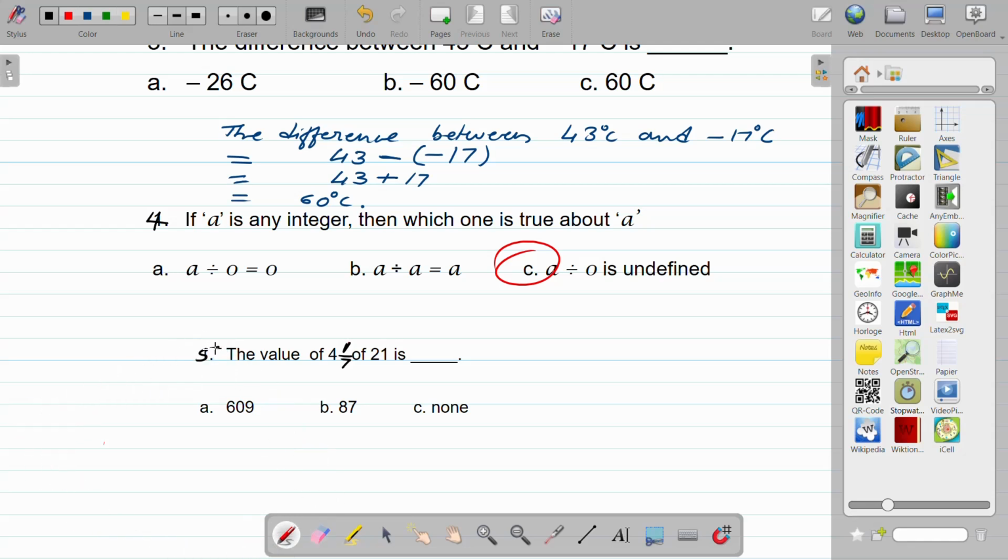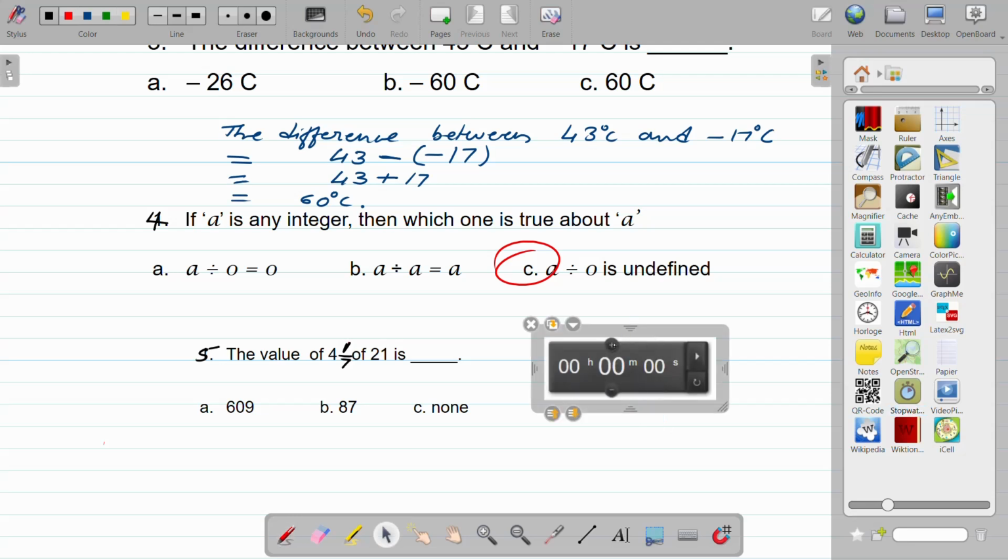Question number 5. Solve with descriptive steps. Just don't solve it as an MCQ. Please everyone solve it and try to get the correct answers. I will give you 2 minutes. Others, quickly finish it in the next 2 minutes and send your answers. Okay.